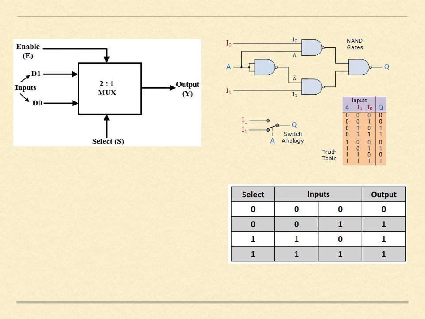And the inside configuration is: when the select line is 0, then the D0 line is connected to the output. And when the select line is 1, the D1 line is connected to the output. So this is the block diagram, and on the right hand side, the upper picture shows a NAND gate design of this 2:1 multiplexer. And below is the truth table.